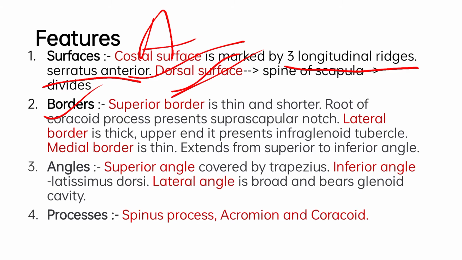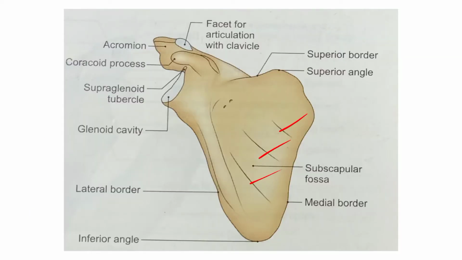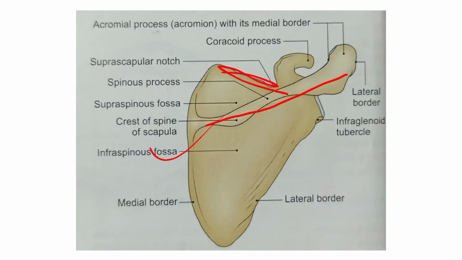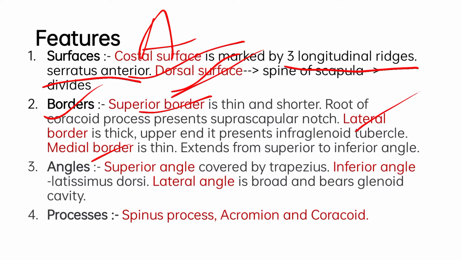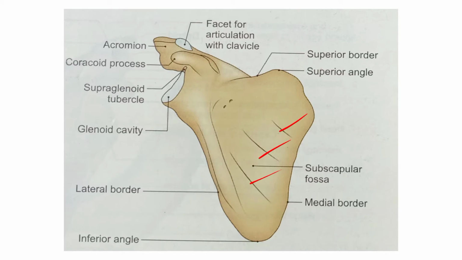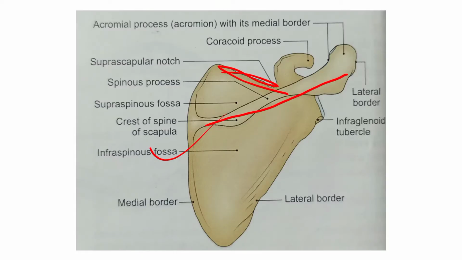Now we'll further proceed to the borders. So, we have borders: superior border, medial border and lateral border. Superior border is thin. Root of coracoid process presents suprascapular notch. We can see here, this is the suprascapular notch. This is the root of coracoid and here it is suprascapular notch.